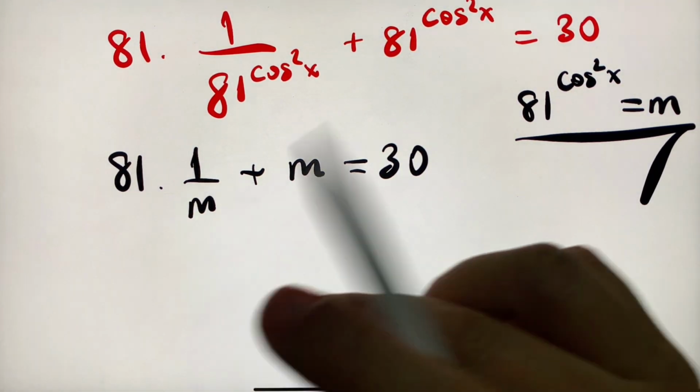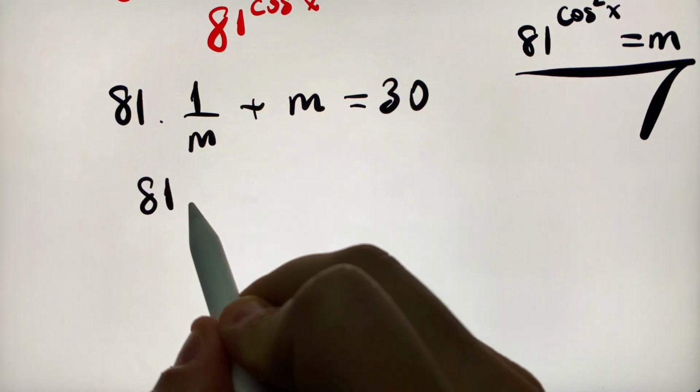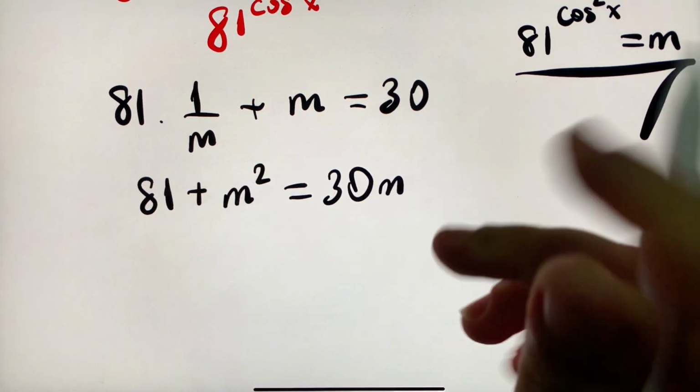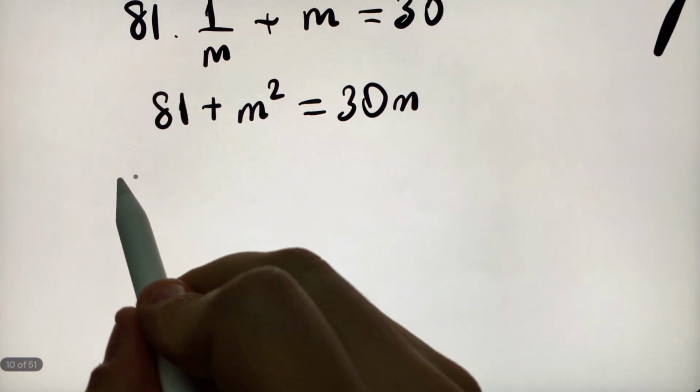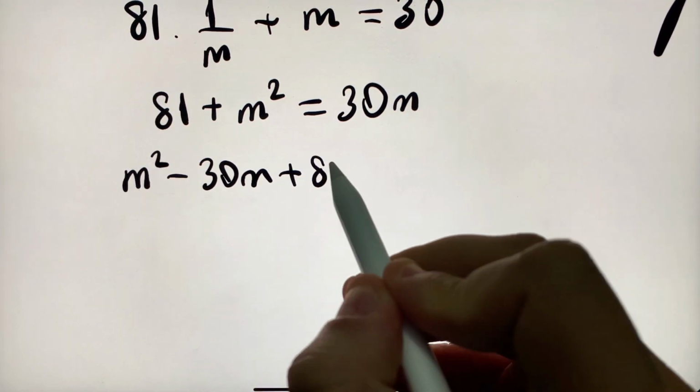Right here we can multiply both sides by m. What will happen in this case? 81 plus m squared equals 30m. Let's arrange it a little more. We can collect everything on the left: m squared minus 30 times m plus 81 is equal to 0.